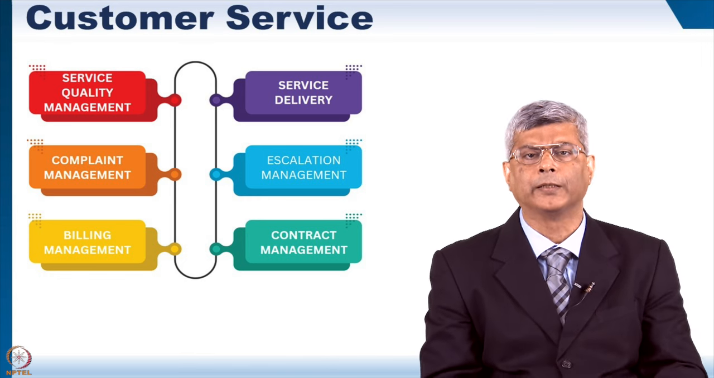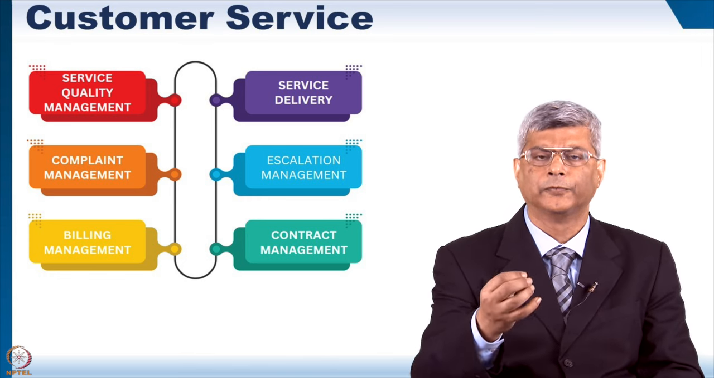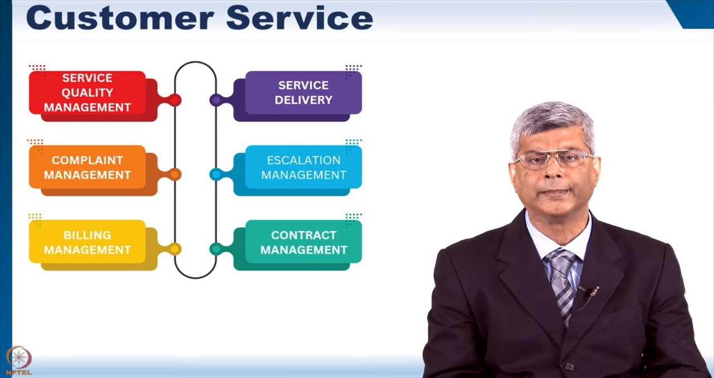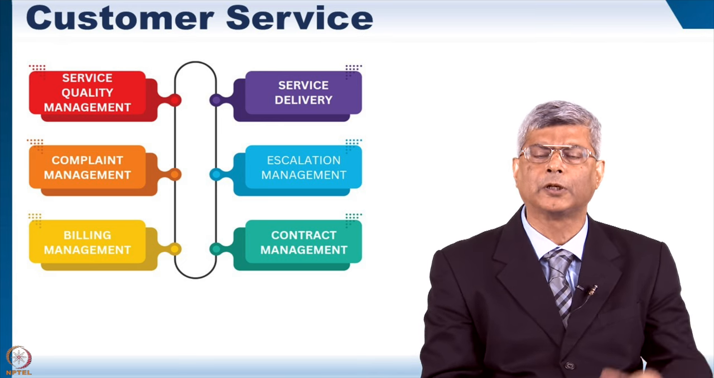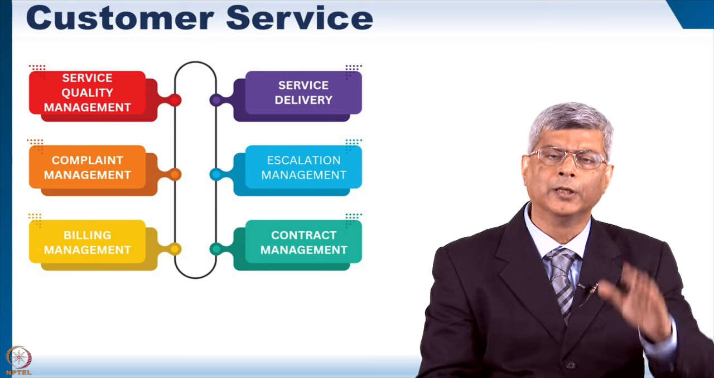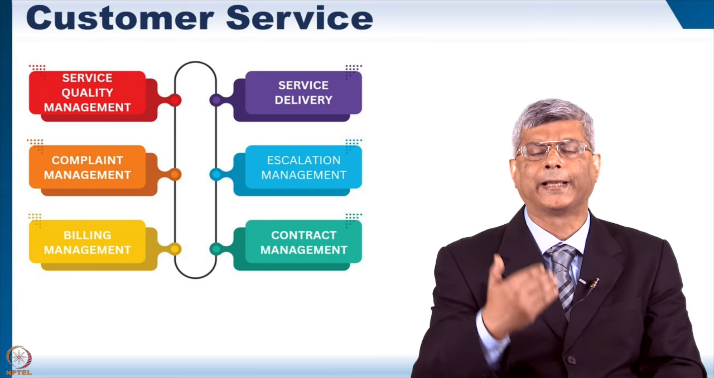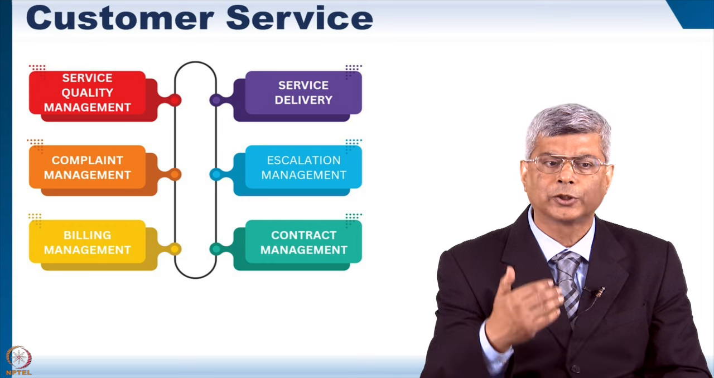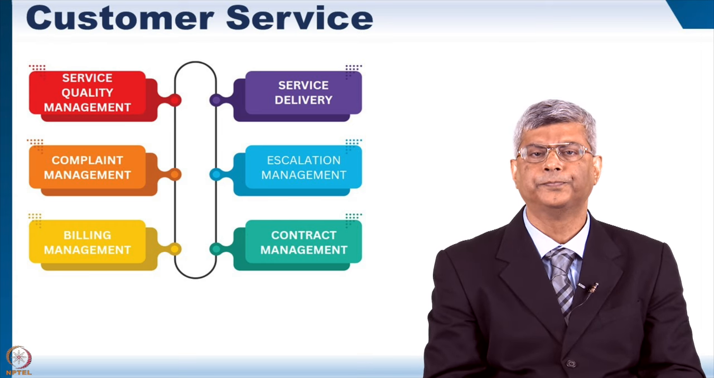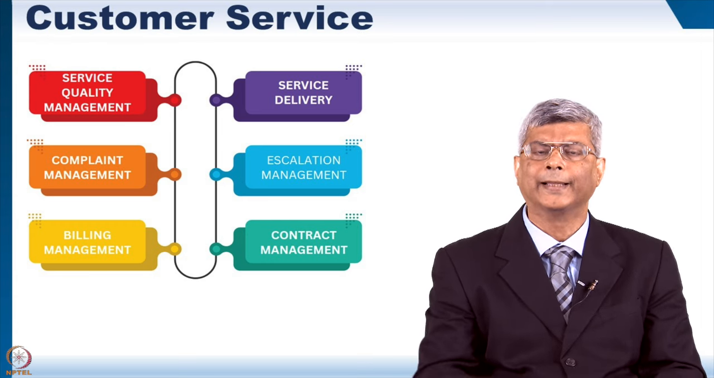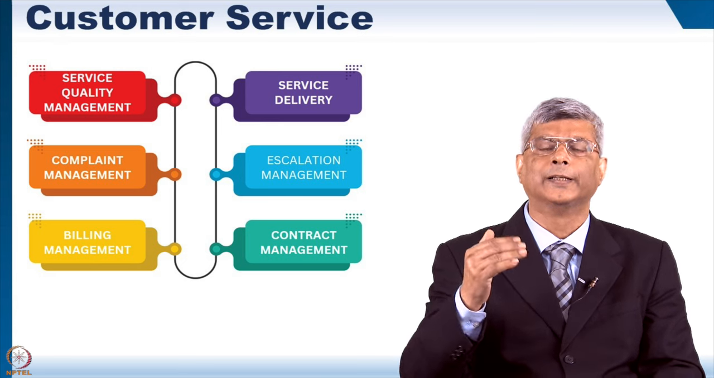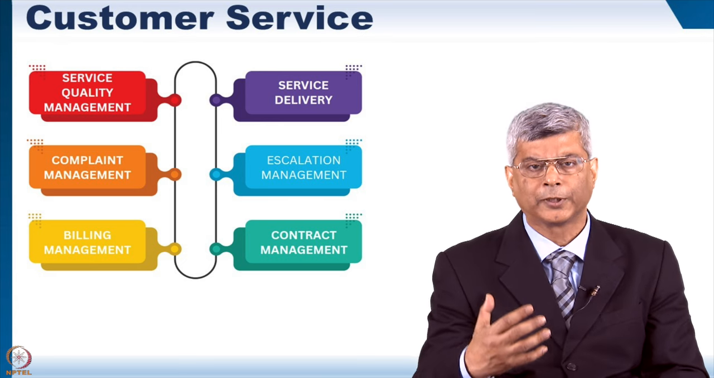So customers complain, 1%, 2%, 5%. There will be complaints. Product was not good. Service was not good. This did not happen. That did not happen. So do you have a good mechanism to gather customer complaints and solve those customer complaints? And then escalation management means sometimes problems are not solved.